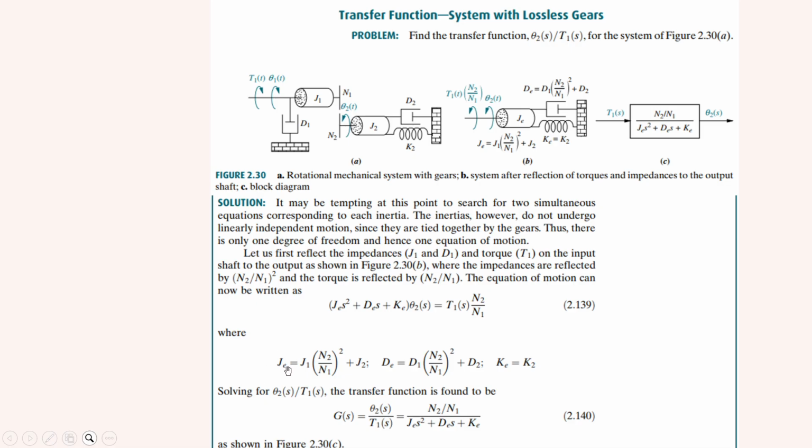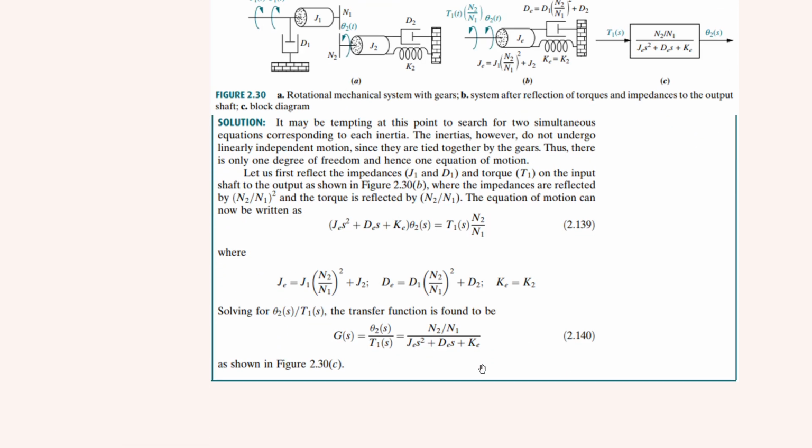Okay, J equals moment of inertia 1 times (N2 over N1) squared plus moment of inertia 2. This is 1, this is 2. Damper D equals damper 1 times (N2 over N1) squared plus D2, which is D1, D2 here. Okay, G(s) equals angular displacement over torque equals N2 over N1 over J s squared plus the torsional damper D s plus K.